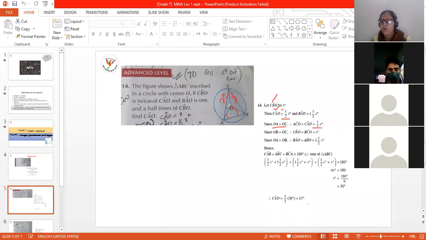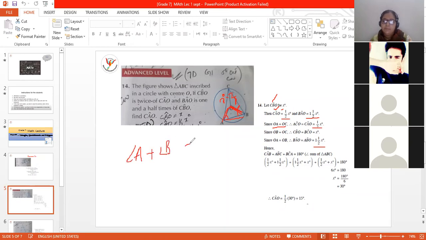Now the third part, OA is equal to OB. This side and this side are equal, OA and OB. The angle which is on A will be equal to the angle which is on B. And angle A is half of X degree, which means that angle B will also be half of X degree. Now, by putting in the equation angle A plus angle B plus angle C is equal to 180 degrees, because the sum of angles of a triangle is equal to 180 degrees.